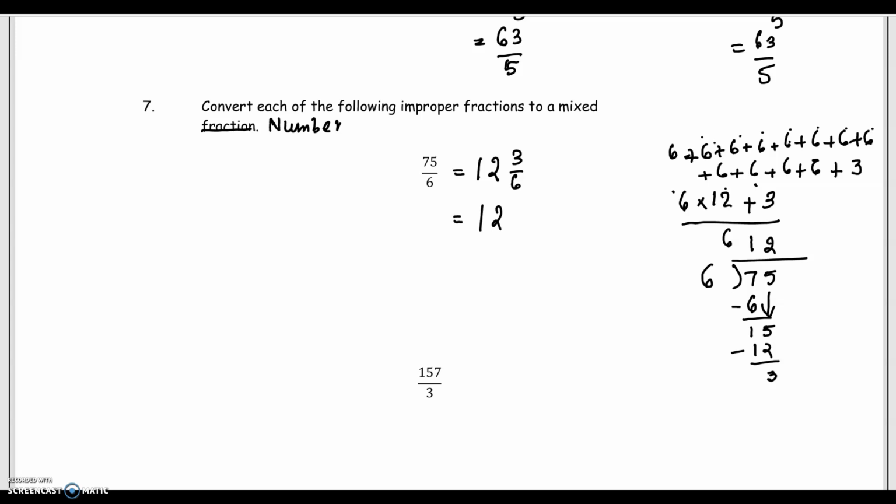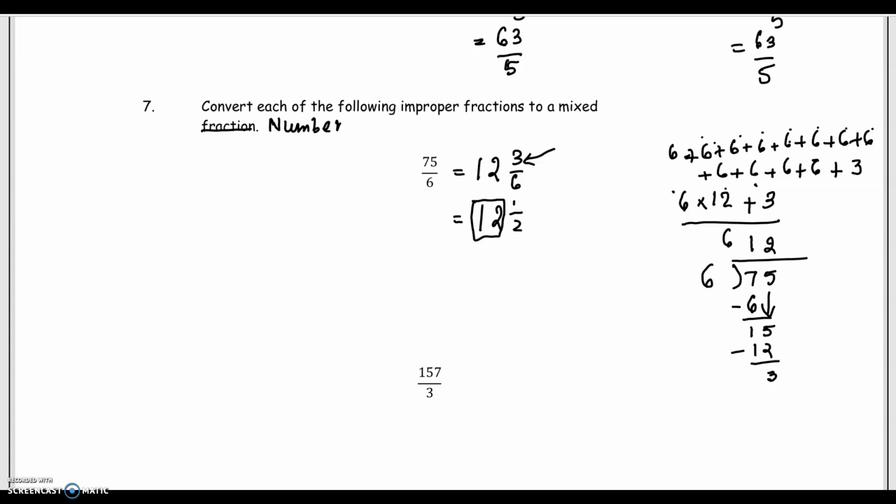And if it is something that is easy to understand, 3 out of 6 parts is the same as half. So how do we change an improper fraction to a mixed number? We divide. We just do long division of whole numbers. If I say how many times does 6 go into 75, it goes 12 times, leaving a remainder of 3. So that's how you get 12 and 3 sixths.